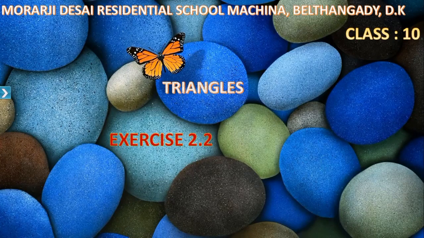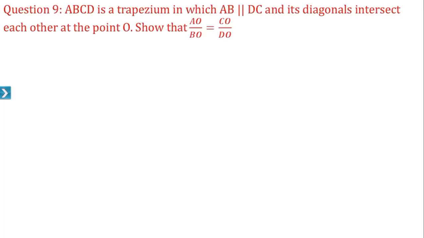Dear students, now let us solve the 9th question of exercise 2.2 from the triangles lesson. Read and understand this question. See here, ABCD is a trapezium in which AB is parallel to DC and its diagonals intersect each other at the point O. Show that AO by BO is equal to CO by DO.